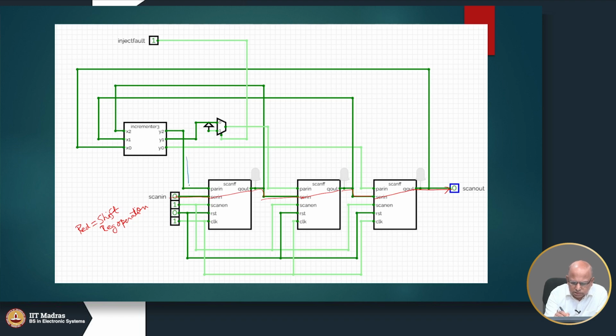So, when it is blue, so blue is the parallel load operation.